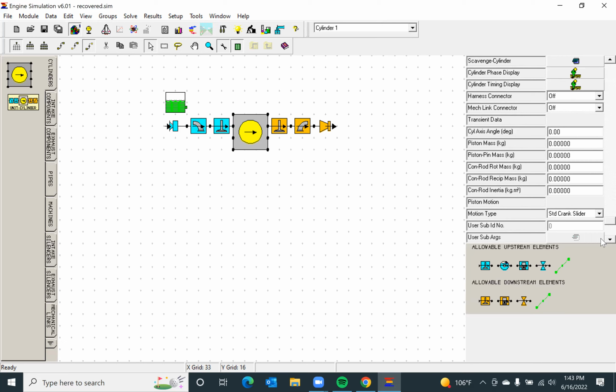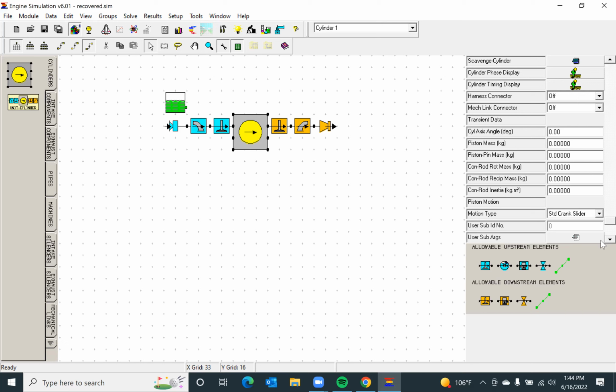Have you seen the inline cylinders and the V cylinders? So basically, if you have a cylinder that is vertical, it will also talk about what is the cylinder axis angle. It will talk about what is the piston mass, pin mass, con rod inertia, all that type of stuff that you can do.